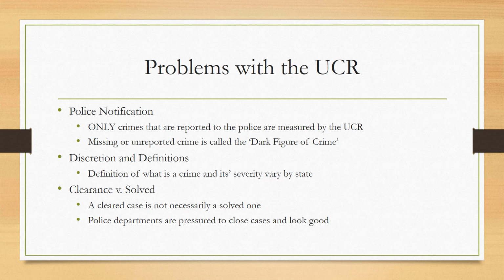One of the other problems with the UCR, besides the dark figure of crime, is that what is a crime varies by state. So let's use North Carolina as an example. And just be aware I'm going to use some language here. I'm going to try to use it in a very legalistic, almost clinical sense, but be aware that you do have to use language that some people might find offensive.